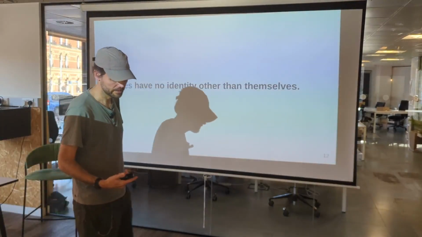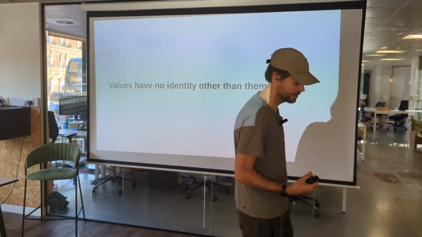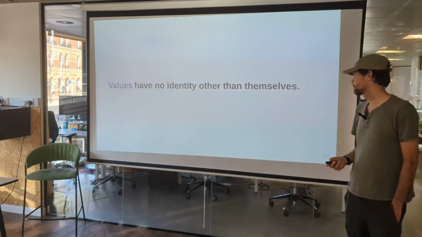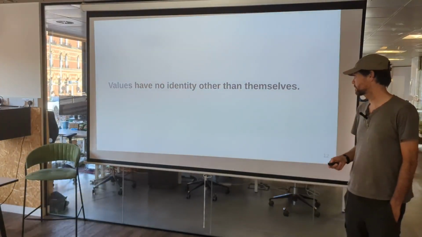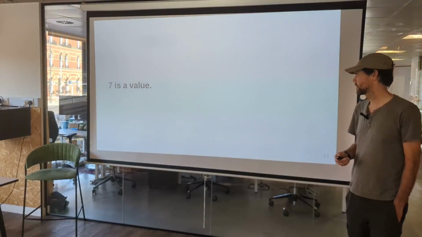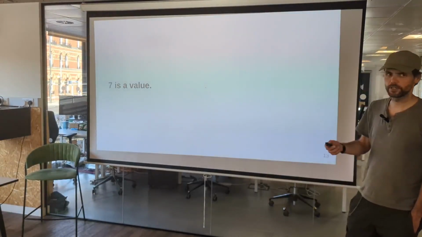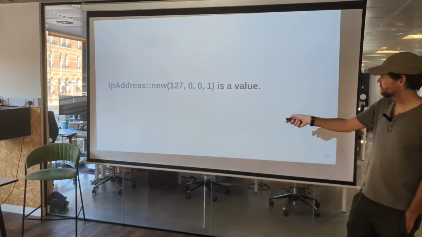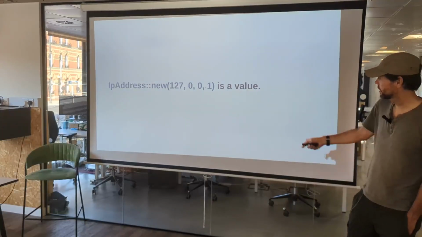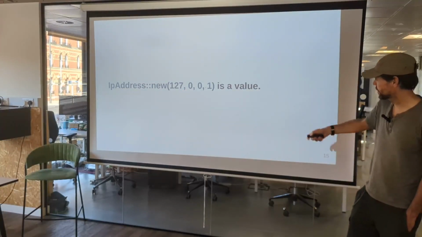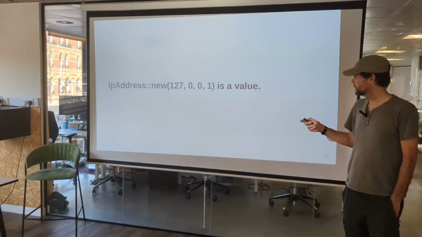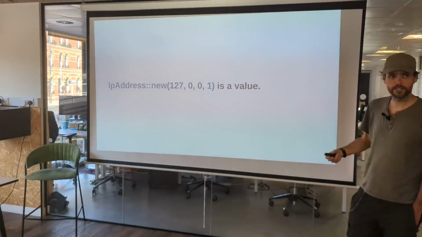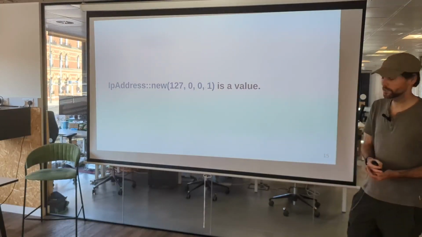A value object is an object that has no identity other than itself. So what do we mean by that? It has no identity other than itself. So 7 is a value. If we change it to 8, it's not 7 anymore, right? That's kind of clear. If we have a value object which is an IP address and it represents 127.0.0.1, if we change that to 127.0.0.2, it's a different IP address, right? You're not talking about the same IP address.